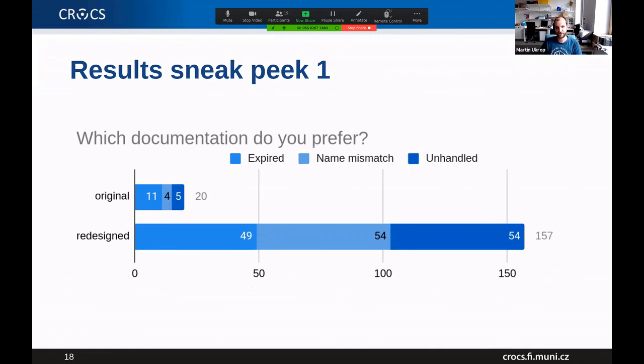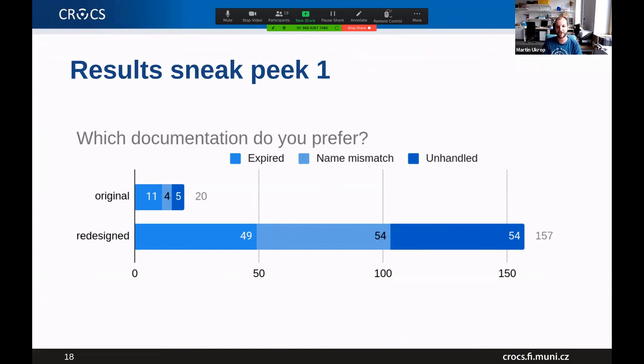For the colorful coding, this mentions 3 different certificate errors that can happen. Expired certificate, a certificate with a mismatch in the name, and the certificate with the unhandled critical extension, which is the documentation that I've shown you on the previous slide. We did this to prevent the results from being biased by just a single error.